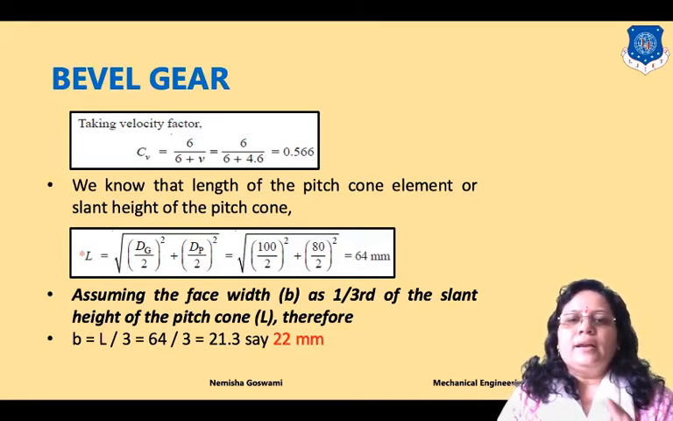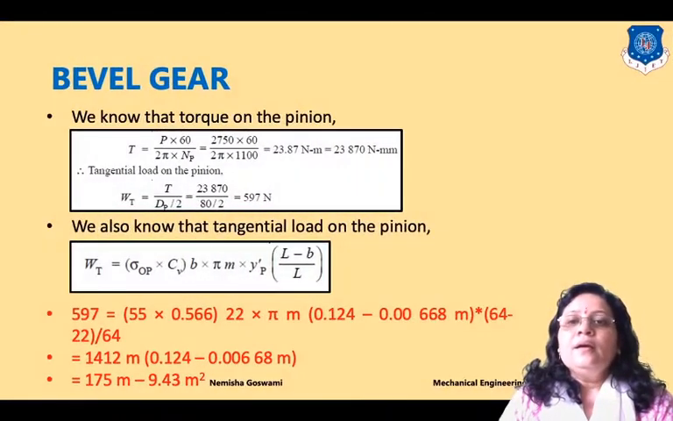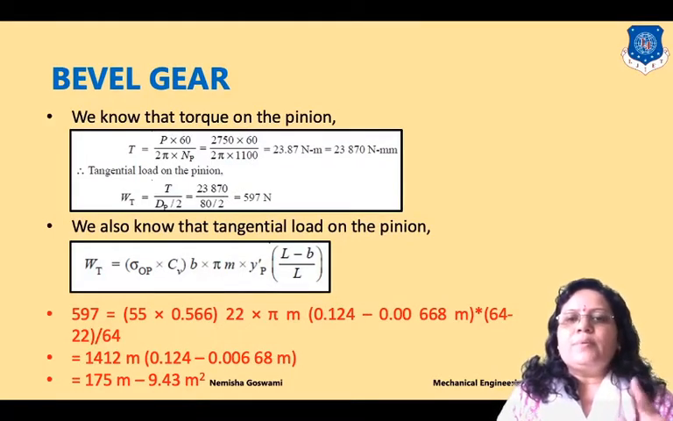Okay. So here B is equal to L by 3. So this is equal to 64 divided by 3 is equal to 21.3, so the approximate value is 22 mm. Now, power is given. So, what is the relation between power and torque?